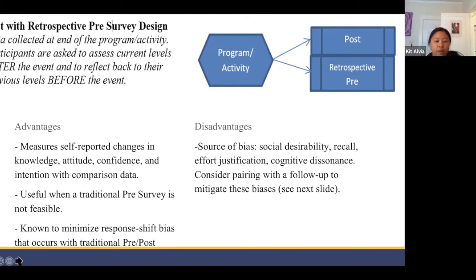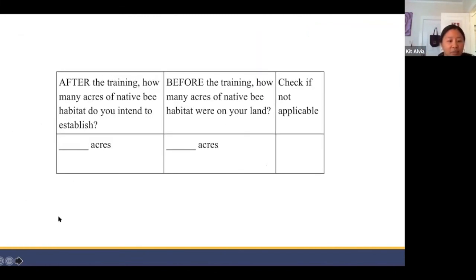But other sources of bias are social desirability, because again, it's at the end of a workshop, same reasons as before. Recall, the ability to recall what your level of behavior or knowledge was before the program or activity. You might not remember. And I think I mentioned the other one already, effort justification. You spent a lot of time coming to this event, so you kind of want to feel good about attending. So you can go to the next slide, Vikram, with an example.